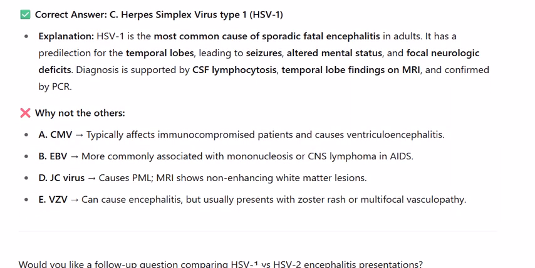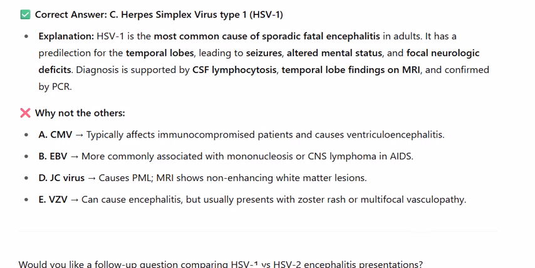Explanation. HSV1 is the most common cause of sporadic fatal encephalitis in adults. It has a predilection for the temporal lobes, leading to seizures, altered mental status, and focal neurologic deficits. Diagnosis is supported by CSF lymphocytosis, temporal lobe findings on MRI, and confirmed by PCR.